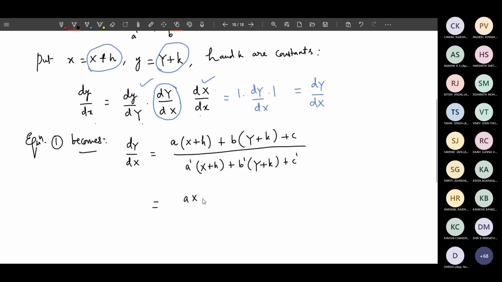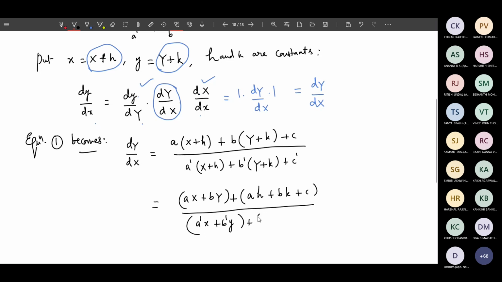And this is nothing but, putting the terms together, ax plus by plus ah plus bk plus c, by a dash x plus b dash y plus a dash h plus b dash k plus c dash. So this is, say, equation 2.